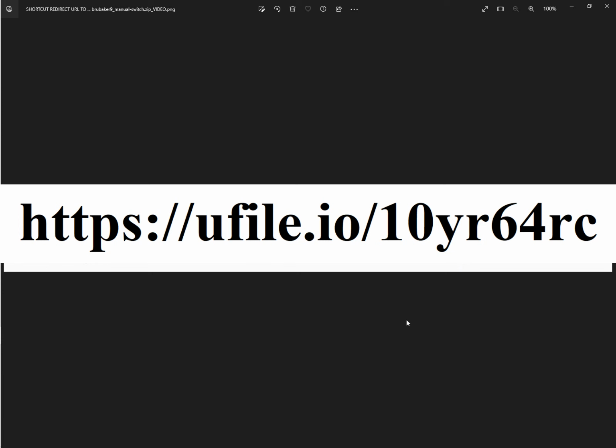10YR64R. And I guess that sizes it up. So I probably did a lot of hemming and hawing. I'm probably going to have to edit that out.